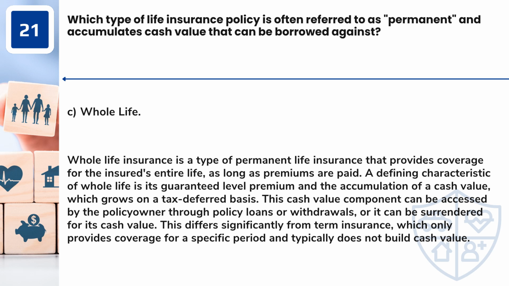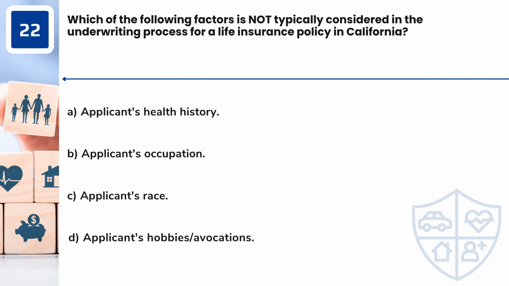Question 22. Which of the following factors is not typically considered in the underwriting process for a life insurance policy in California? A. Applicant's health history. B. Applicant's occupation. C. Applicant's race. D. Applicant's hobbies/avocations.